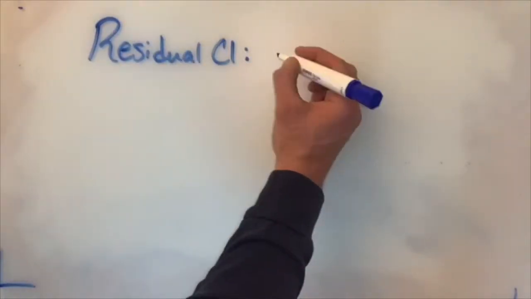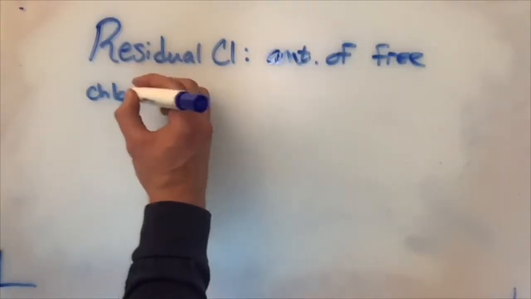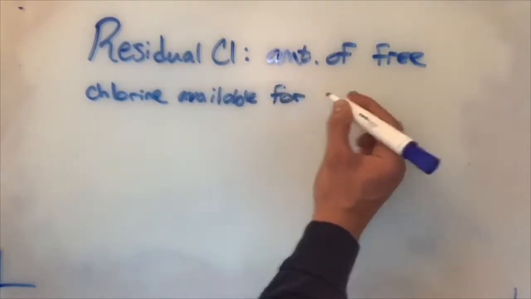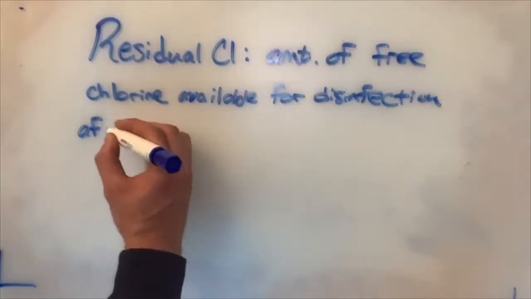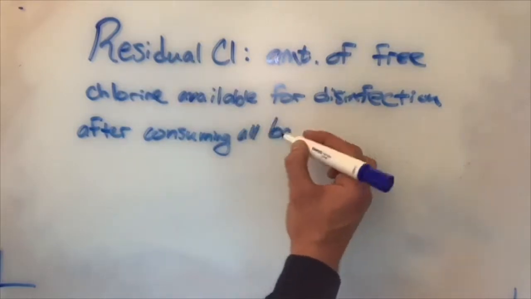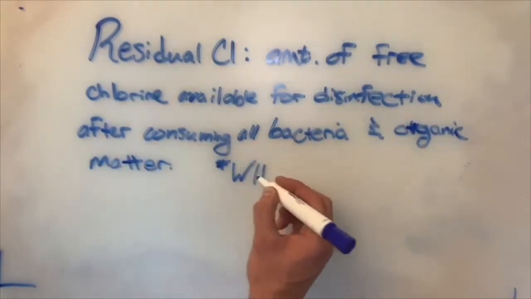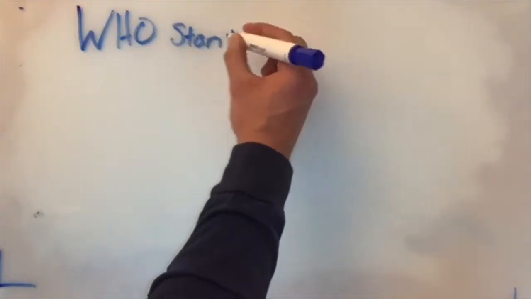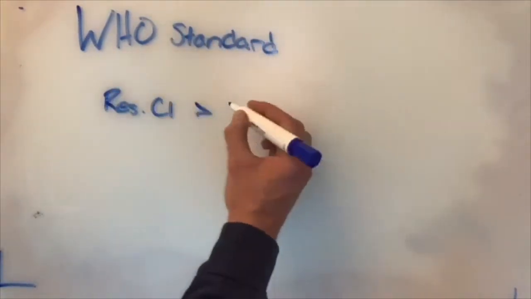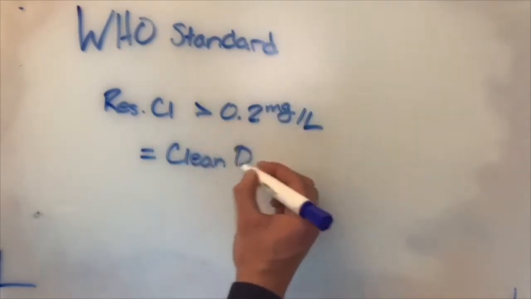Residual chlorine is the amount of free chlorine left in water after disinfection has occurred. This value can be an indicator of clean drinking water and is what we are testing for in the experiment performed. The World Health Organization has set a standard of a minimum of 0.2 milligrams per liter for potable water.